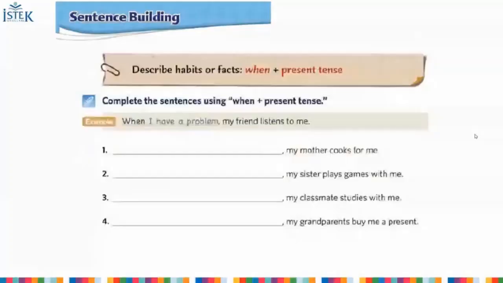Okay, in this exercise, we're going to use when plus present tense to tell about things that happen often or regularly. You're going to complete the sentences with your own ideas using present tense. Let's have a look at the example. When I have a problem, my friend listens to me. So you're going to complete the sentences using when plus present tense. I'll give you a few seconds to think of the answers.